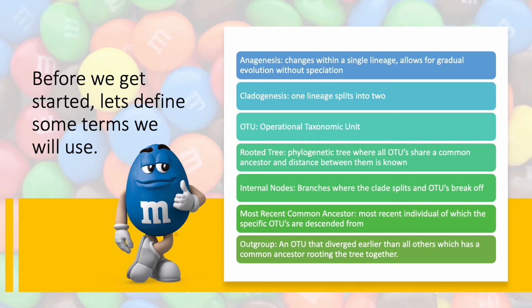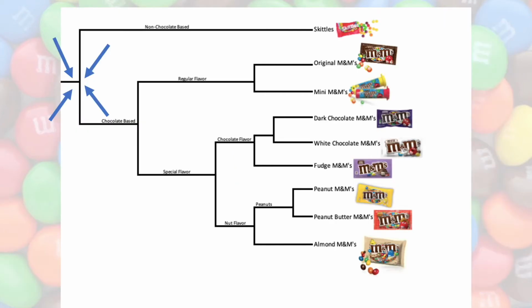and Skittles. A rooted tree is a phylogenetic tree where all OTUs share a common ancestor with a known distance between them. The internal nodes are branches where clades split off, with OTUs breaking off. The most recent common ancestor is the most recent individual from which specific OTUs are descended. Finally, the outgroup is an OTU that diverged earlier than all others with a common ancestor that is used in comparison. Our tree is rooted as all the circular candies originated from a single ancestor, which is marked by the arrows.